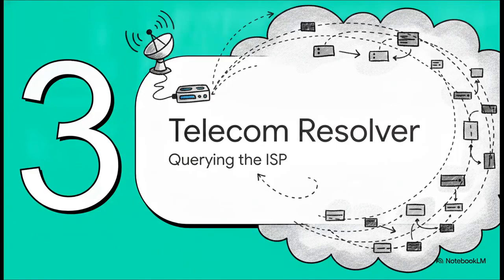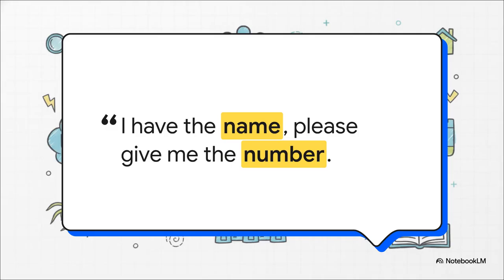Which brings us to part 3, querying the telecom resolver. Well, if that local cache check fails, step 3 kicks in. Your computer fires off a quick query packet to the ISP DNS resolver. Basically, it physically reaches out of your house or office, sending a tiny data packet across your internet connection straight to your telecom provider's massive server racks. And the message inside that packet is perfectly captured by this thought: I have the name, please give me the number. It's quite literally asking the network's giant directory assistants to find the missing piece of the puzzle.